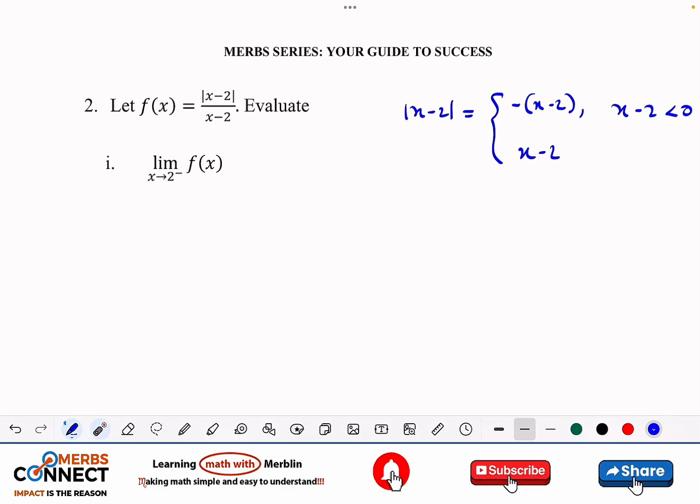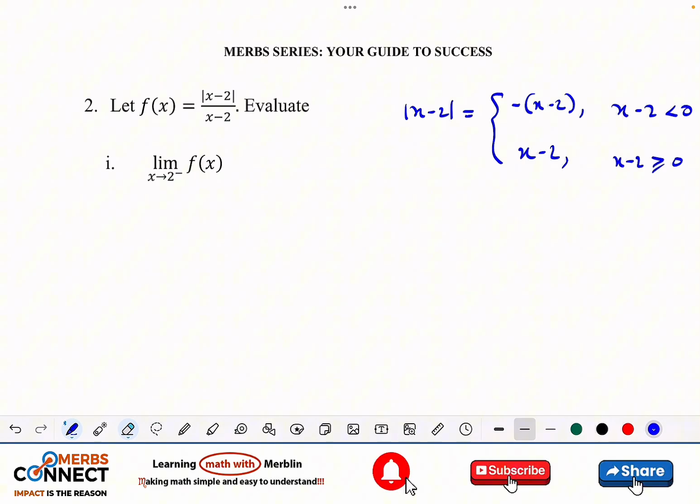So the one in this here is less than 0 because it's minus. And then since this one is positive, x minus 2 should be greater than or equal to 0. So that's basically what we just need to do. Is that right? So this is what we're going to do.